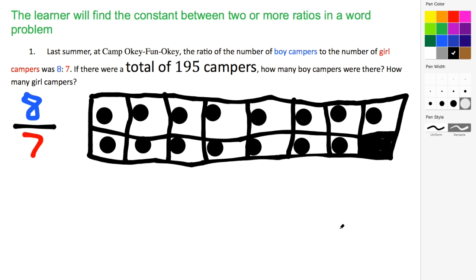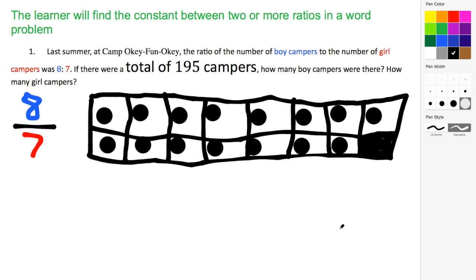Today, I will learn how to find the constant between two or more ratios in a word problem. That's what our focus is today. So let's go ahead and start off with a review from last time.